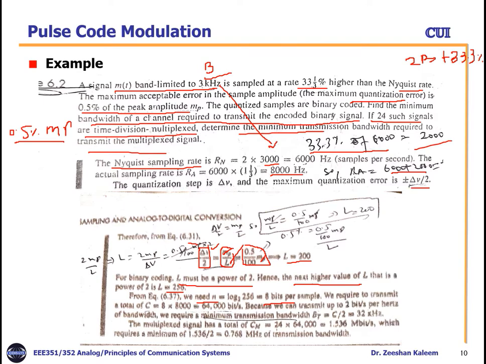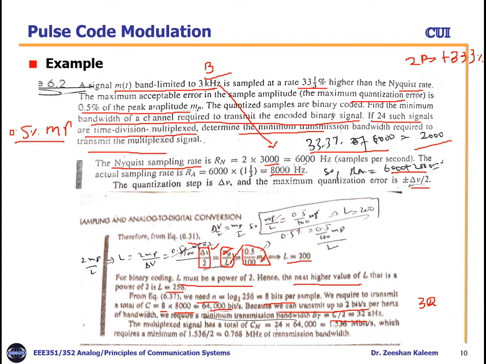We need to find the total number of bits to transmit: 8 bits per sample times 8000 samples per second. So the total is 64,000 bits per second. This is the total bit rate we need to transmit, but how much channel bandwidth is required? We know that we can transmit up to 2 bits per second per hertz of bandwidth. So the minimum transmission bandwidth is C over 2, which is 32 kilohertz. It is half the number of bits, because for each unit of bandwidth we can transmit 2 bits. So this is the first part: if we have one signal, the channel bandwidth is 32 kilohertz.